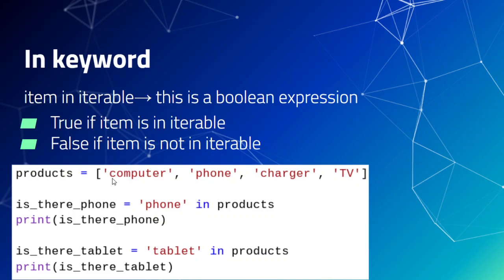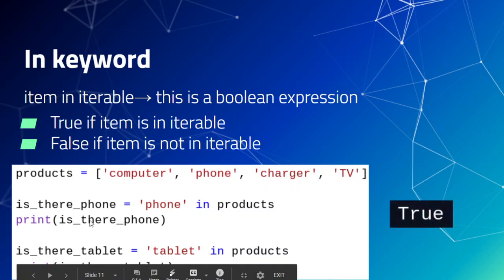We have a products list that has a few strings in it. We're making a Boolean variable called isTherePhone. We're assigning to it the string phone in products. So what's going on here? What happens is that we check, is this string phone inside this list called products? Well, yep, it's right here. So this evaluates to true. So this becomes true. It's being assigned to this variable, and we print that variable. So our result is true.